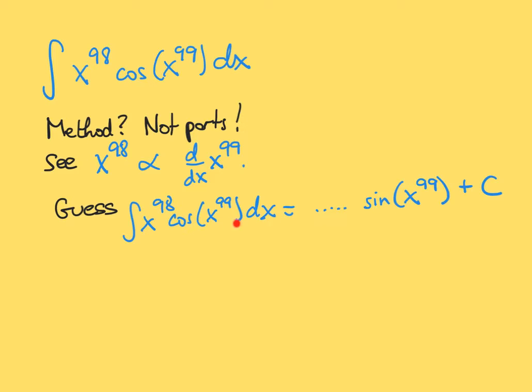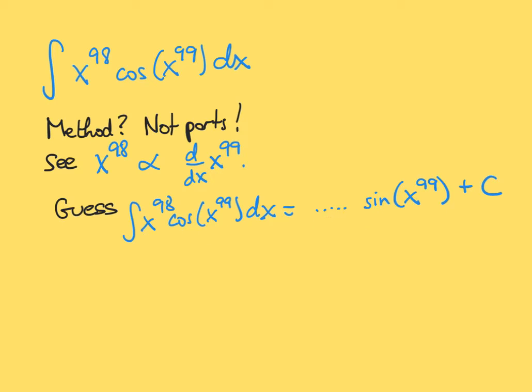So here we have the cosine of x to the 99. My guess is that it's going to be the sine of x to the 99. And we never, ever change the argument. So the argument of the cosine is going to be the argument of the sine here. So let's think now. If you integrate something, your answer is going to be something which, if you differentiate it, gives you the original integrand.